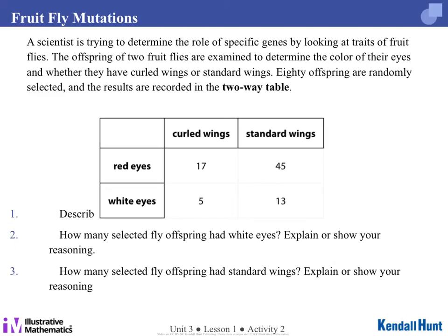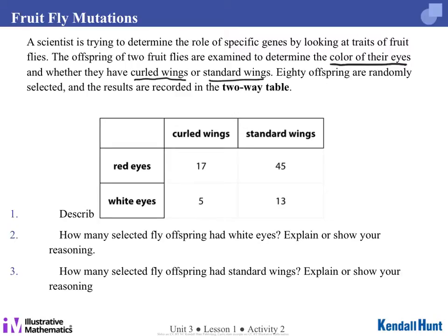A scientist is trying to determine the role of specific genes by looking at traits of fruit flies. The offspring of two fruit flies are examined to determine the color of their eyes. So what we need to know is that the color of their eyes is considered categorical data, so there's a category involved. And then the other category is whether they have curled wings or standard wings.